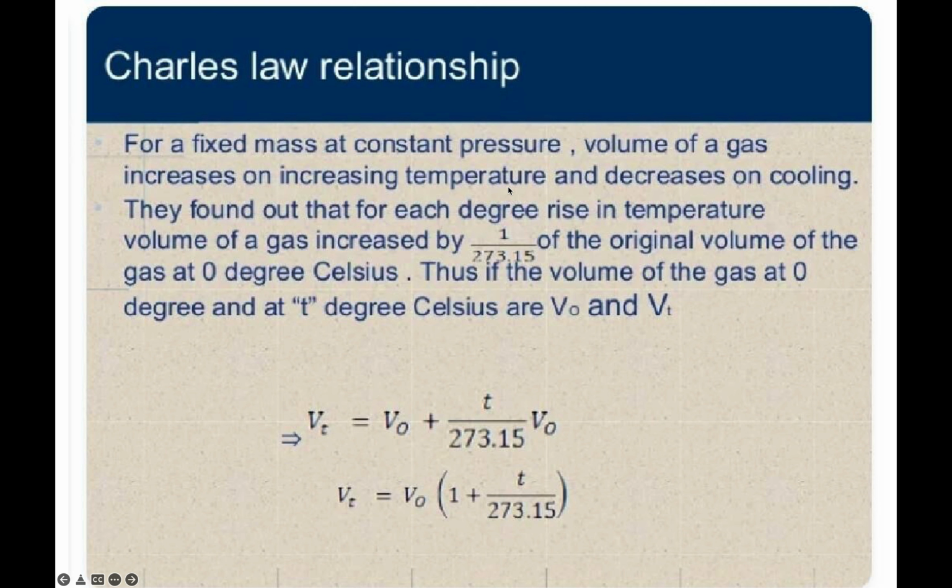For a fixed mass at constant pressure, the volume of a gas increases when temperature is increased and decreases on cooling. They found out that for each degree rise in temperature, the volume of a gas is increased by 1 by 273.15 of the original volume of the gas at 0 degrees Celsius. So if the volume of the gas at 0 degrees and at t degrees Celsius is V0 and Vt, then we can write the relation like Vt is equal to V0 plus t by 273.15 V0. Vt is equal to V0 into, take the common factor, 1 plus t by 273.15.